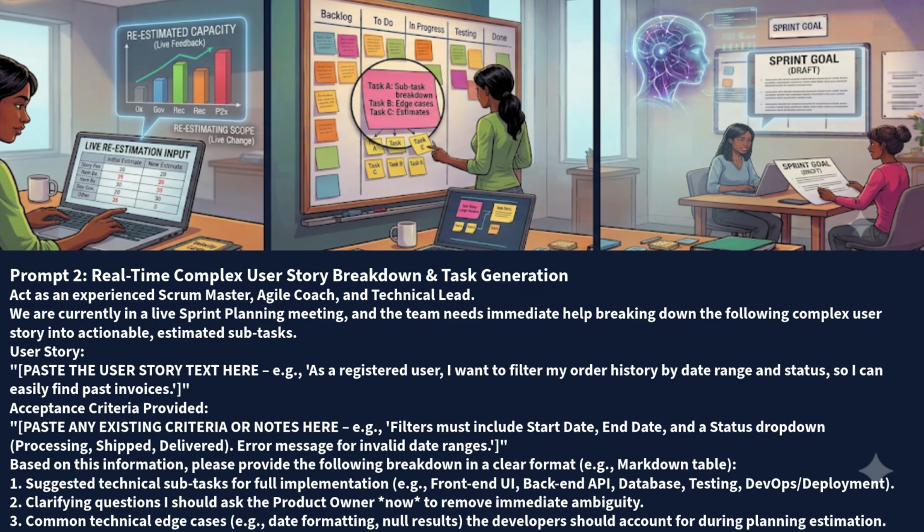Paste any existing criteria or notes here. E.g., filters must include start date, end date, and a status dropdown: processing, shipped, delivered. Error message for invalid date ranges. Based on this information, please provide the following breakdown in a clear format, e.g., markdown table. 1. Suggested technical subtasks for full implementation, for example, front-end UI, back-end API, database, testing, DevOps/deployment. 2. Clarifying questions I should ask the product owner now to remove immediate ambiguity. 3. Common technical edge cases, for example, date formatting, null results, that the developers should account for during planning estimation.